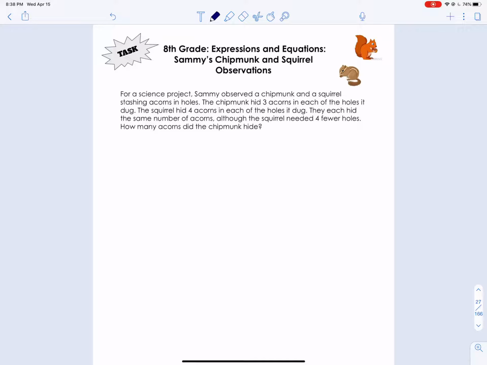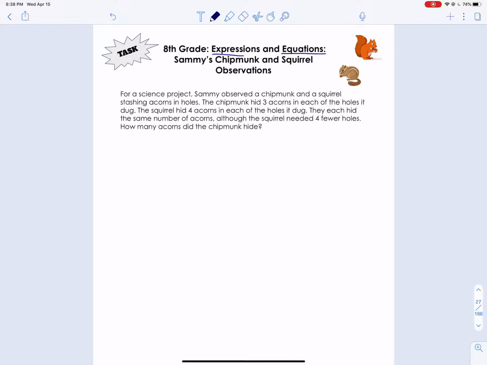So it would be the same. How many acorns did the squirrel hide? Because it says that they hid the same number. So how many acorns is that? If we look at the title, this is 8th grade expressions and equations. So the idea is you should write an equation to represent each of these animals, and then solve it algebraically and find our answer. It's not the only way to do it.